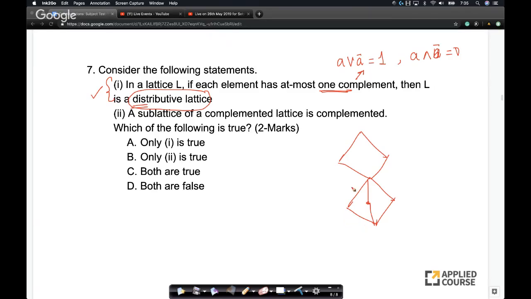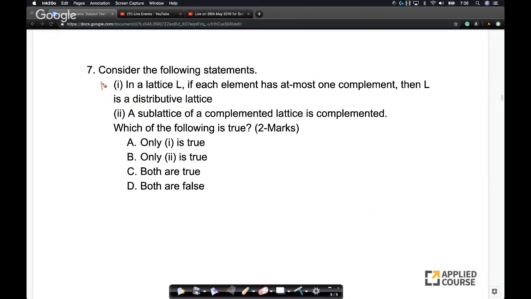Okay, if I have this, every element has at most one complement, right? Every element has at most one complement. Yes. So in this, every element has only one complement, and it's not a distributive lattice because the kite lattice is a subset of this, right? Simple. So 1 is not true. So 1 is actually false.